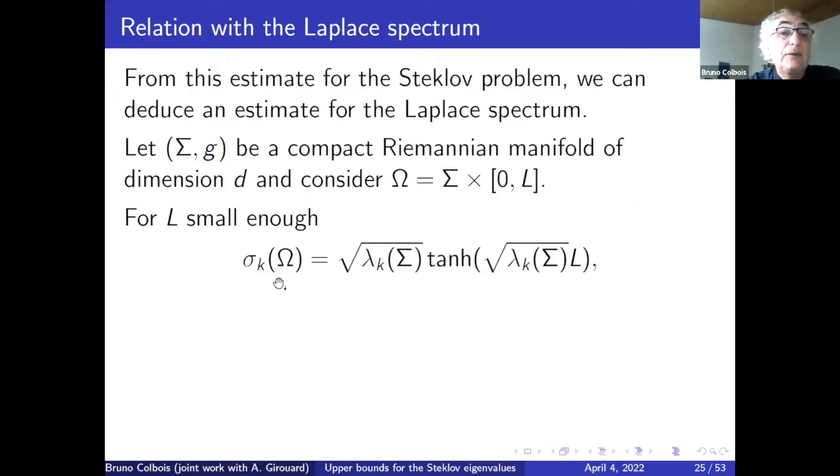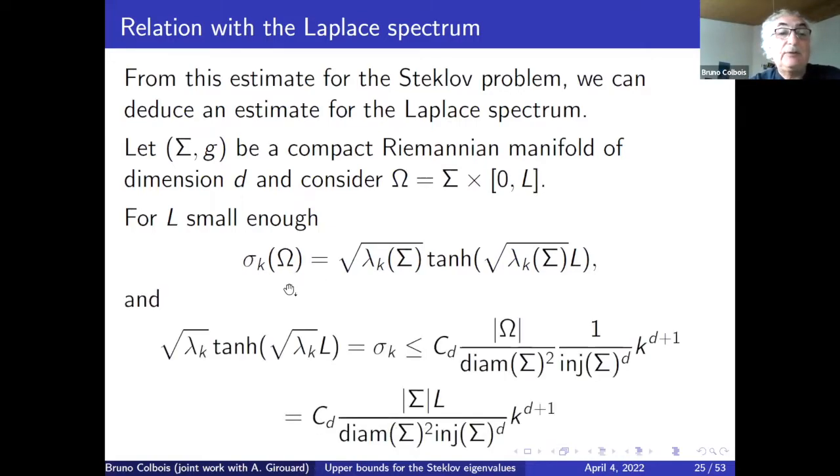But now we have an inequality for sigma k. So I write this inequality. There is this number, sigma k, which is less than this number of the inequality. But now I have a product. So that, for example, the extrinsic diameter in a product, this is the intrinsic diameter, this is the diameter of Sigma. The injectivity radius, this is the injectivity radius of the boundary.